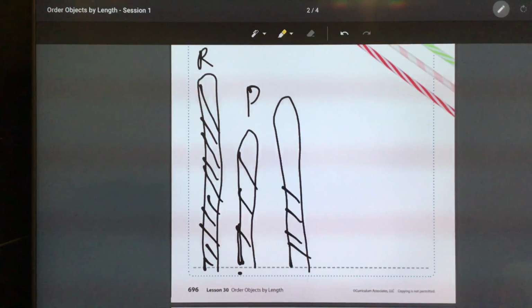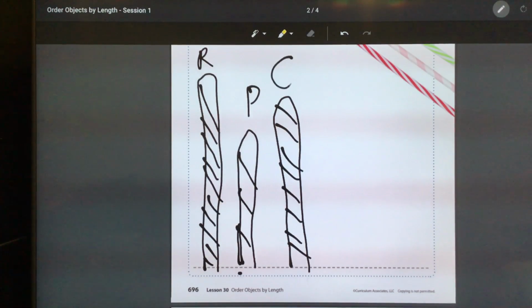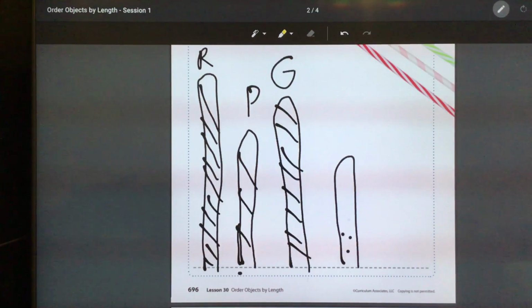Those lines, oh, they were going the other way. That's okay. We'll put a G for green. And then last is the blue polka dotted one. So here's that. And then I'm just going to put some polka dots on it and put a B for blue.